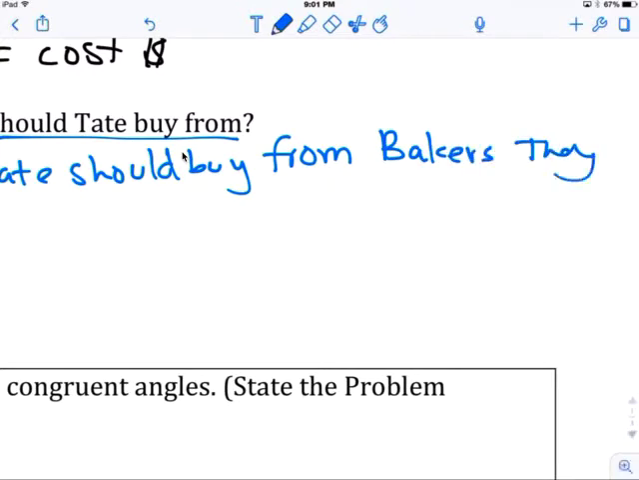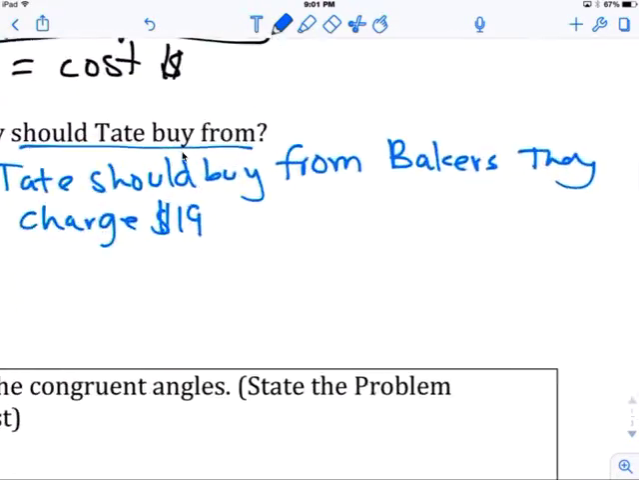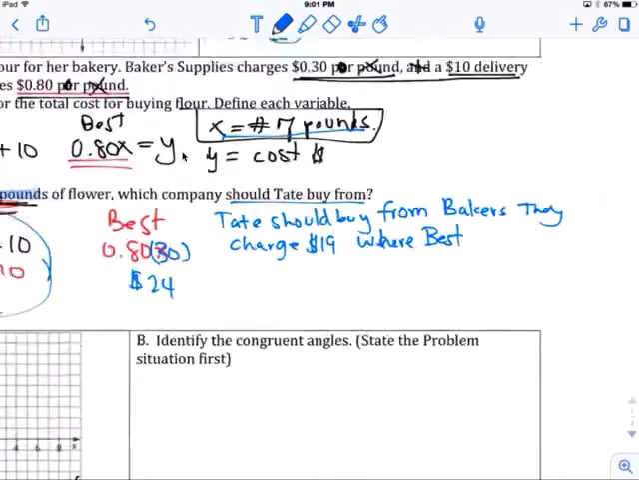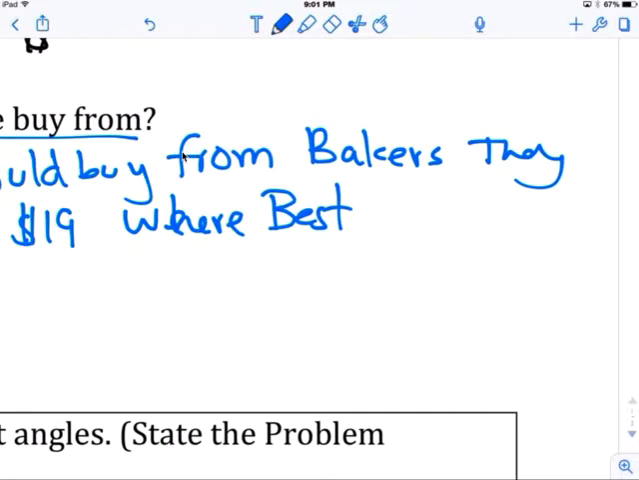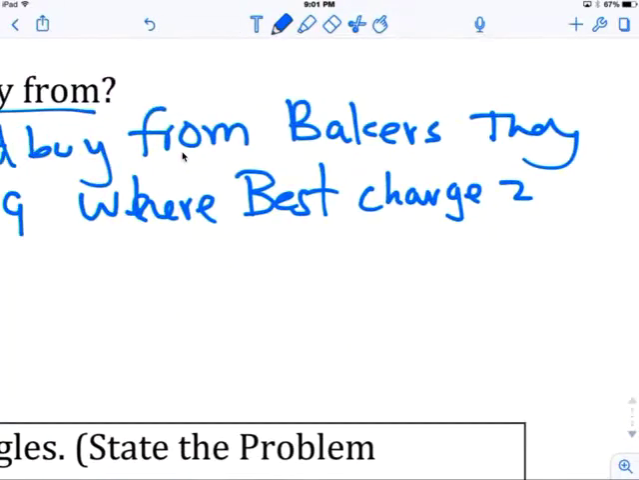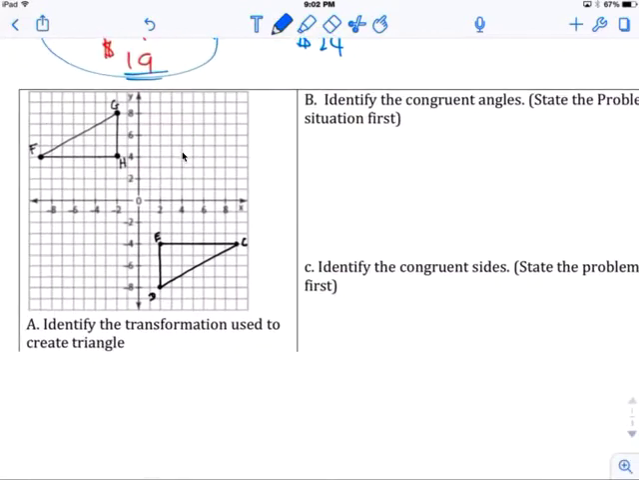They charge $19 where best flour charge $4. Isaac, are you jumping in the shower? Yeah. Okay, obviously cheaper, right?